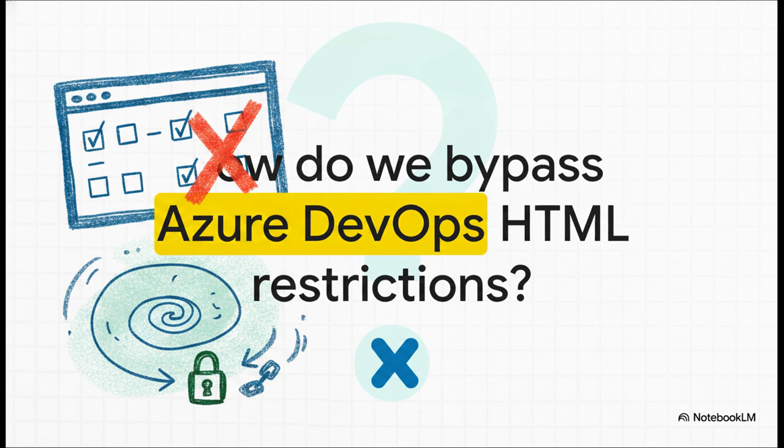We want to convert the checklists in our Markdown into cohesive, interactive checklists inside the Azure DevOps rich text fields. But ADO actively strips out standard HTML checkboxes. They do this to prevent cross-site scripting attacks, which totally makes sense. But it leaves us with a big question: how do we bypass Azure DevOps HTML restrictions to actually get our checklists?